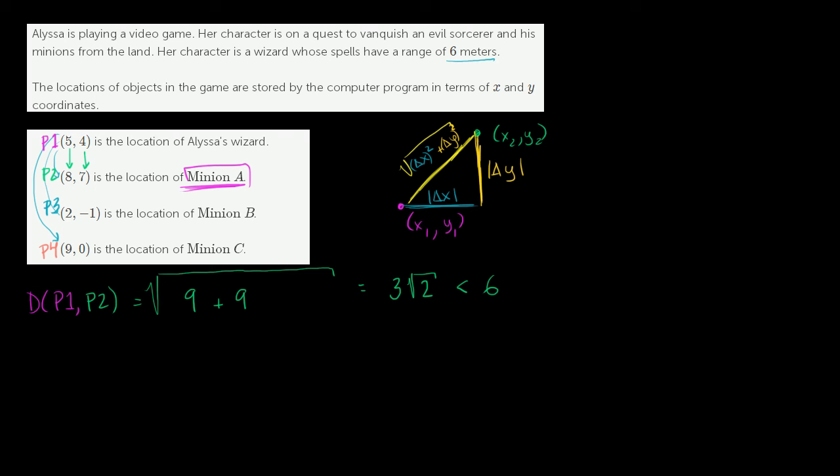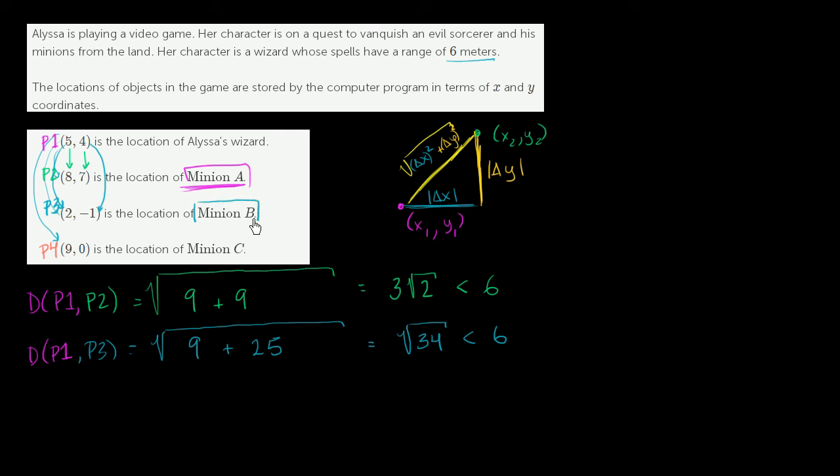Now let's think about minion B. So the distance between P1 and P3 is going to be equal to the square root of, so your change in x, it's -3. -3 squared is +9. Our change in y, to go from 4 to -1, it's -5. That squared is 25. So 9 plus 25 is equal to the square root of 34. Now, is this greater than or equal to 6? Well, the square root of 36 is 6. So this is a square root of a lower number, so this is going to be less than 6 as well. So minion B is also in reach.